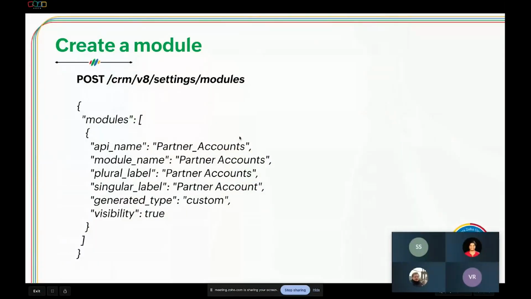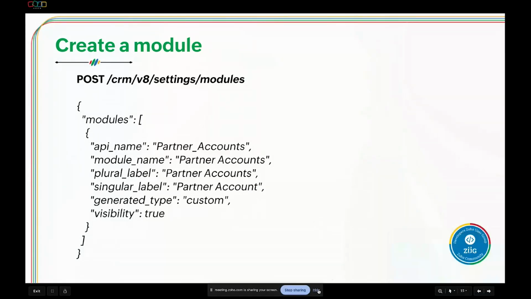All right. So our use case needs a dedicated space to track our B2B partners, our resellers, distributors, affiliates. And this doesn't really fit into the standard modules like deals or leads. Sure, we could try to repurpose them, but it just won't feel right. So instead, let's create a fresh custom module, one that's designed exactly for what we need. And let's call it partner accounts.